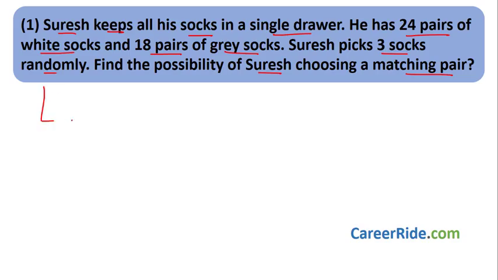Suresh has one drawer, and in that he has 24 pairs of white socks and 18 pairs of grey socks. Now pairs, that means one pair has 2 socks. So he has 24 into 2, 48 white socks.